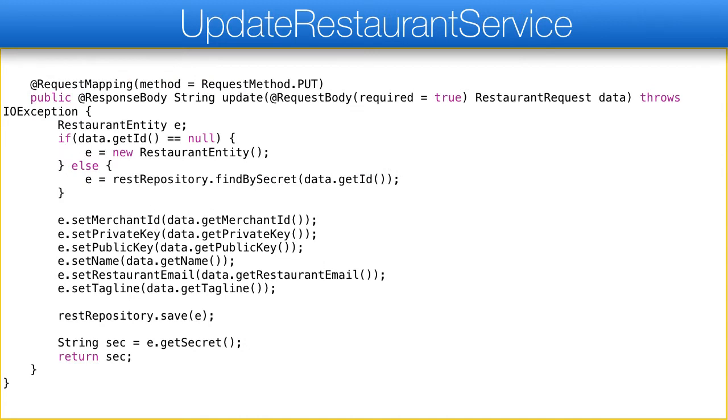The second method in the restaurant service is the put method that accepts the JSON request containing the restaurant data. This is all pretty straightforward. If we have an existing secret, we just update the restaurant, otherwise we create a new one.